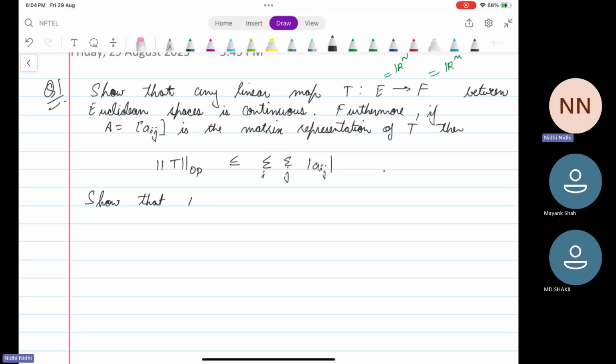Then further show that this T is differentiable at all points and compute its derivative.